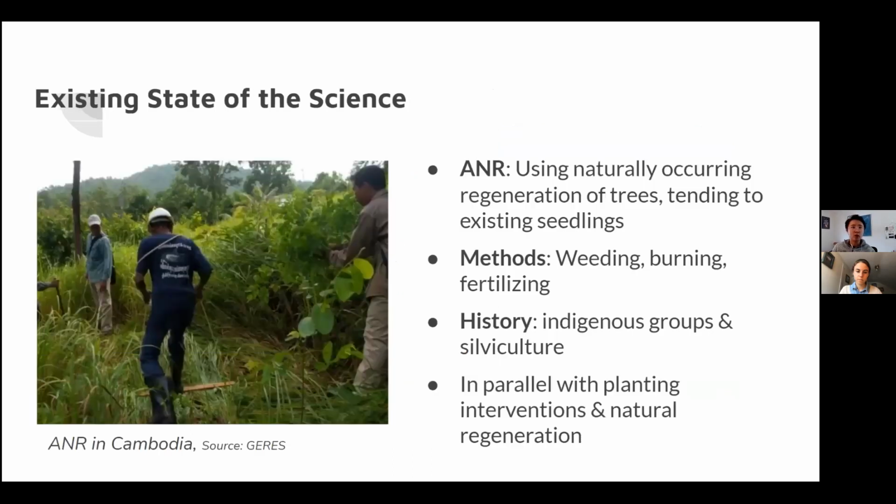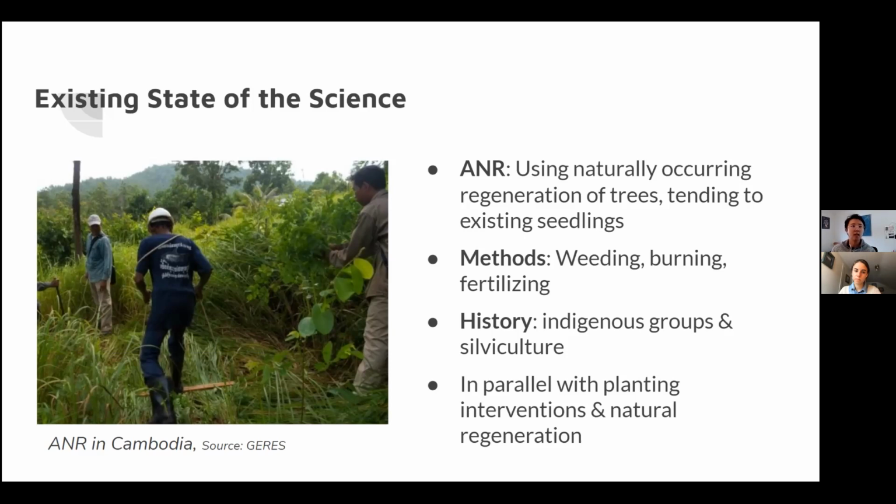Assisted natural regeneration is an approach to restoring degraded forest landscapes that depend on the presence of different forms and conditions of naturally established tree regeneration on site. The growth of spontaneously established seedlings and sprouts is facilitated and accelerated by removing competition and tending to seedlings through methods such as weeding, burning, fertilization, and pressing, which you can see in the image on the left.